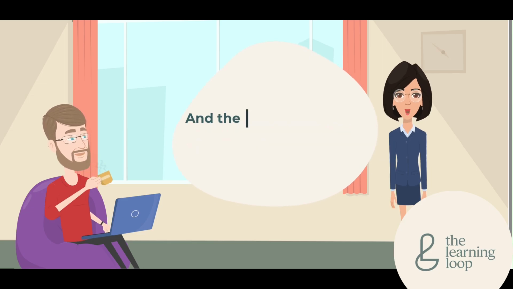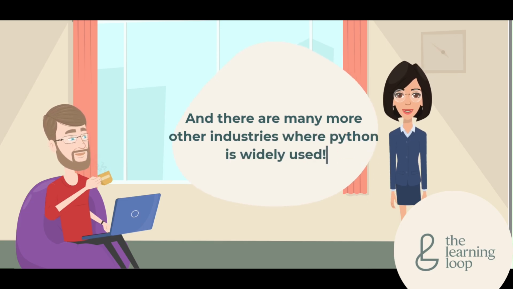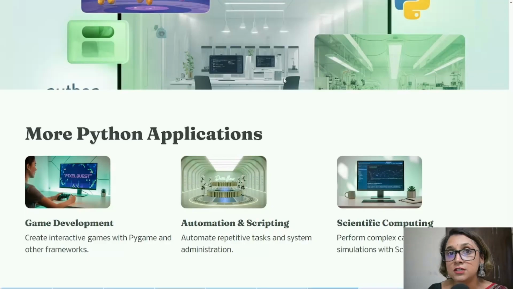You can also use Python for automation and scripting. For example, if you want to automate some repetitive tasks and system administration, you can do that. You don't have to sit and do it every day. You just write Python code, enable it, and it would do that repetitive task in a few seconds. Python is also used in scientific computing. If you want to perform complex calculations or simulations, there are special libraries you can use to perform scientific computing as well.